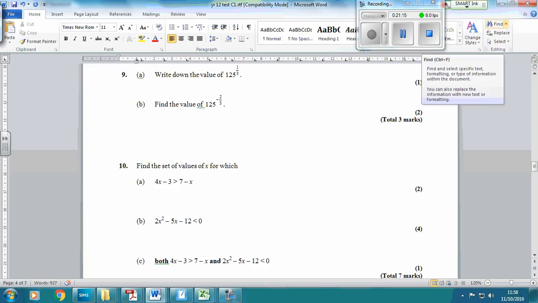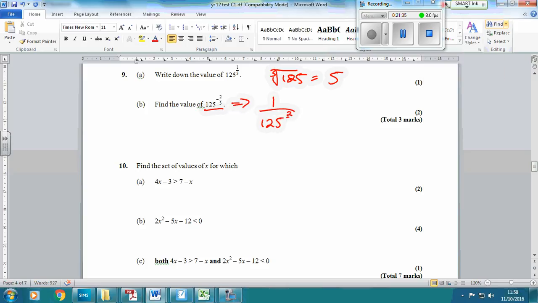So the power of a third means the cube root. So the cube root of 125 is 5, because 5 times 5 is 25, times by 5 again is 125. So the next one is 125 to the power of minus 2/3. Now the first thing we deal with is a negative power. So that means 1 over 125 to the power of 2/3.